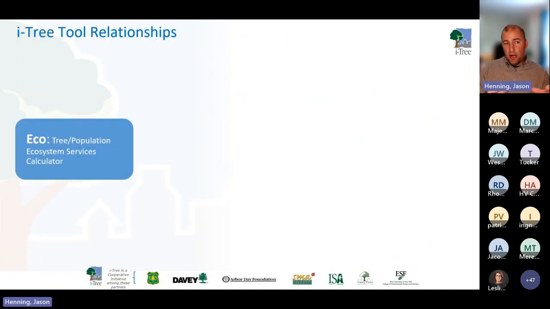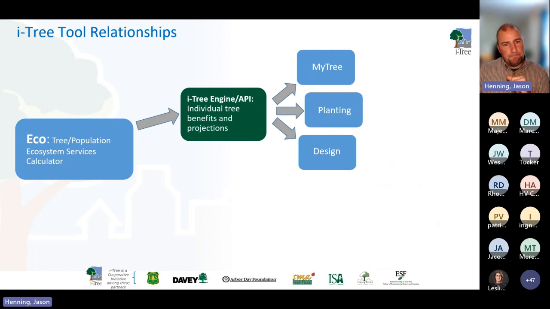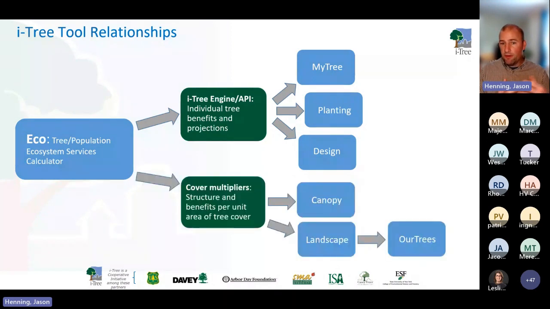So just to kind of drive home this idea of how these tools are related, iTree Eco, again, is where all our latest science goes first. And it feeds into something that we call the iTree engine. So the iTree engine, we've essentially run iTree Eco, and we can then feed those results into our easier to use individual tree tools. So our tree tools like MyTree, iTree Planting, and iTree Design, all much simpler to use than iTree Eco. They're all web-based, but they're feeding off the same ecosystem service estimates that we do in iTree Eco. And then we have our canopy cover tools.